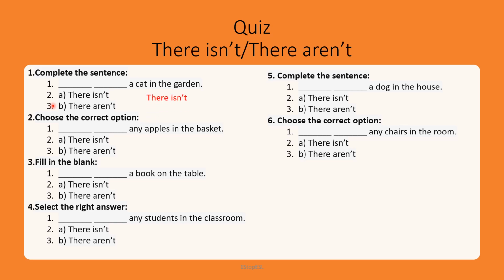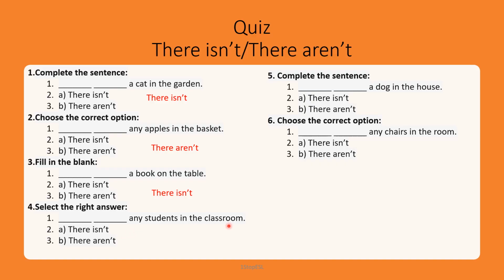Correct. There isn't. Because there aren't is plural. So it's there isn't. Number 2. Any apples in the basket? Good job. It's there aren't. There aren't any apples in the basket. Number 3, a book on the table. Good job. There isn't a book on the table.